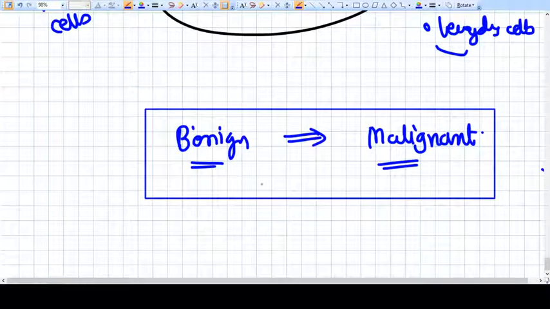Again, I already told you there is no such thing as saying this tumor is benign and this is malignant. Every tumor in the ovarian mass has a malignant potential, and they can go for malignancy.